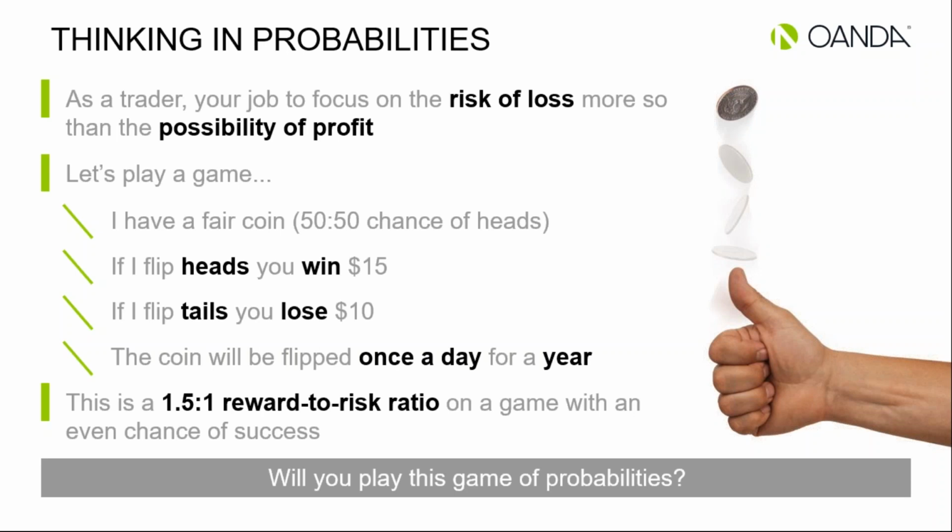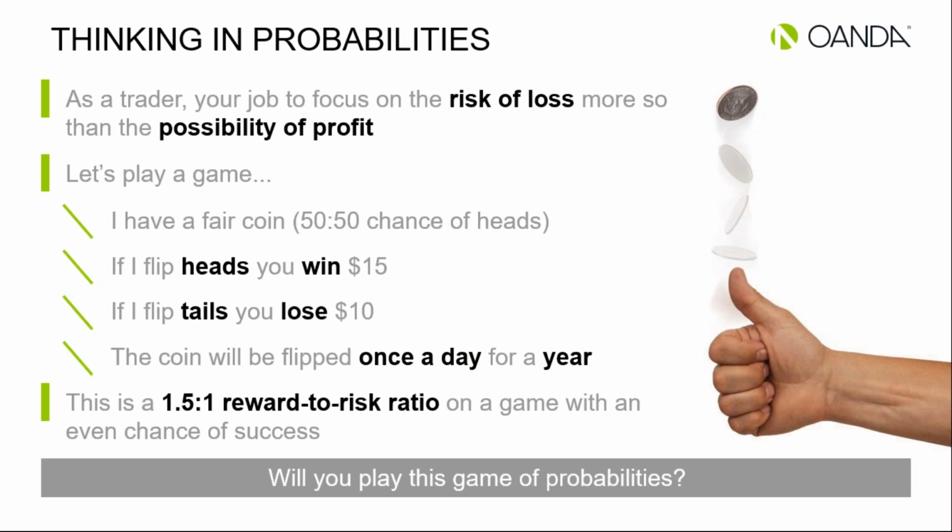So hypothetically, if I've got a fair coin, all right, one that gives you a half and half chance of flipping heads, and I tell you, if I flip heads, I'll give you $15. However, if I flip tails, you've got to give me $10. And we'll flip that coin once a day, every day, for a year.